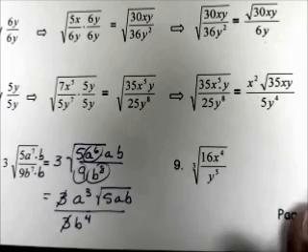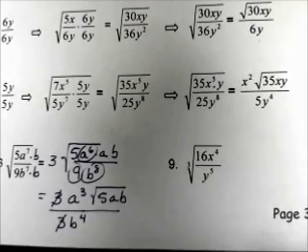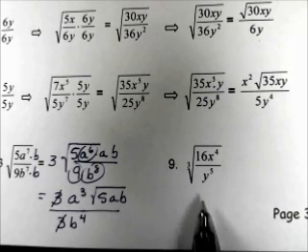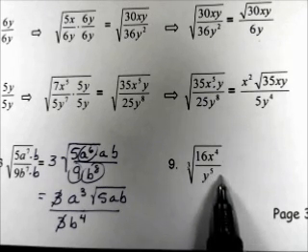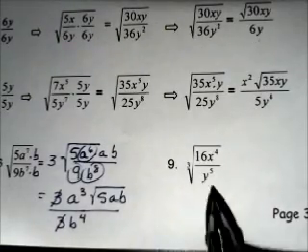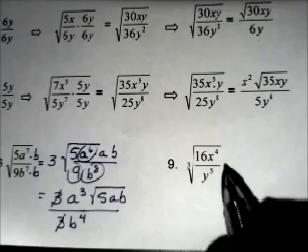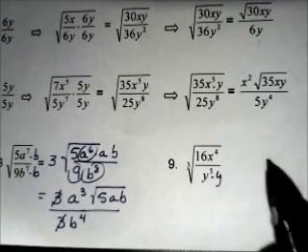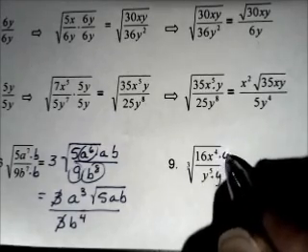And number 9, again, focus on the denominator. Now this is asking for a cube root, all right? The denominator is y to the 5th. The exponent needs to be a multiple of 3 to be a perfect cube. Okay, so now let's multiply by y to bring this up to y to the 6th.